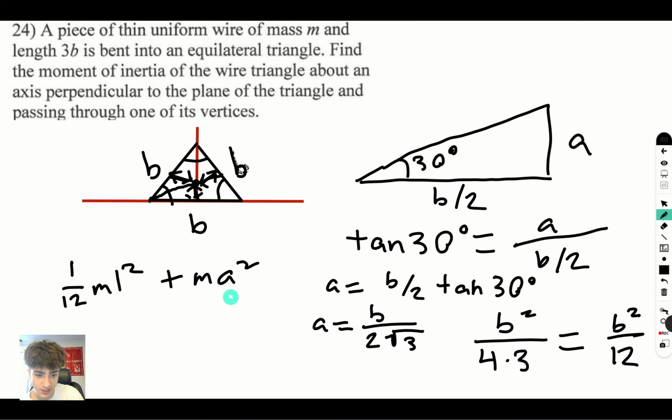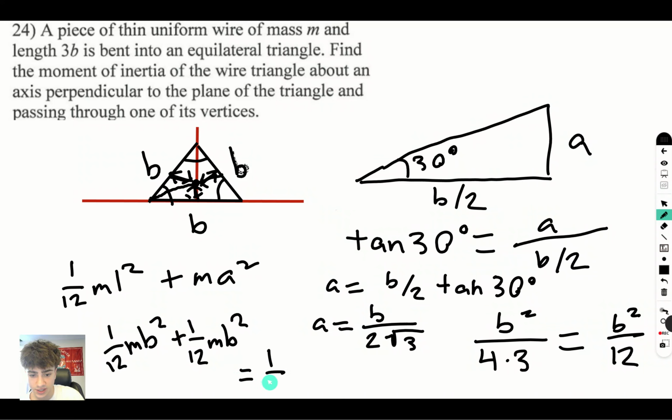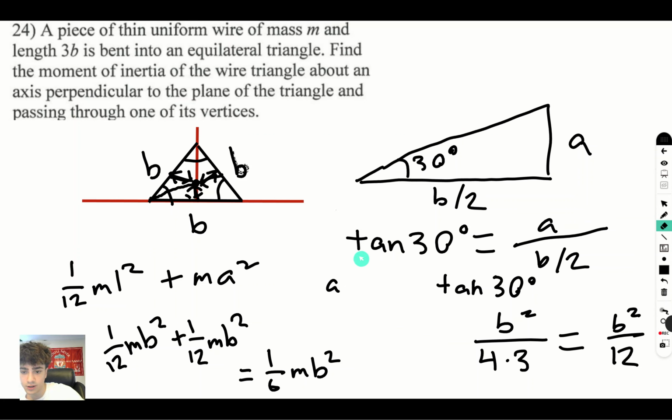We'll add these together and keep in mind that our length is simply going to be b, so we'll have 1/12 mb squared plus 1/12 mb squared, which will give us 1/6 mb squared. Let me get rid of this other stuff that we don't need here anymore.